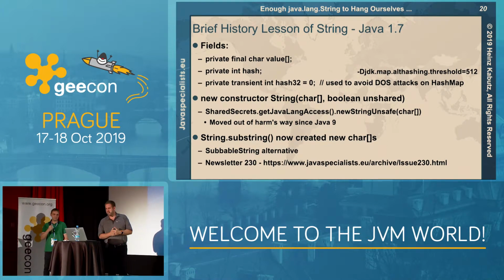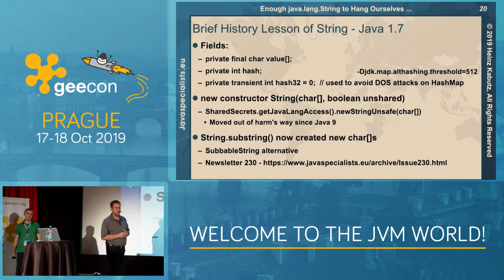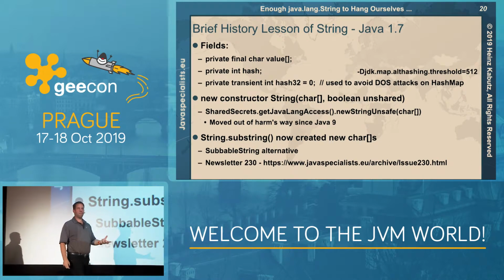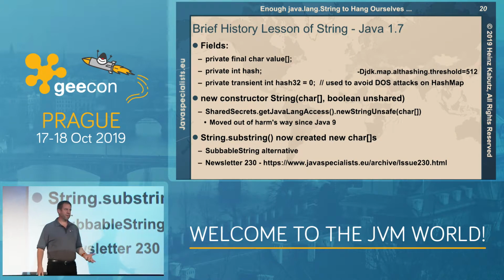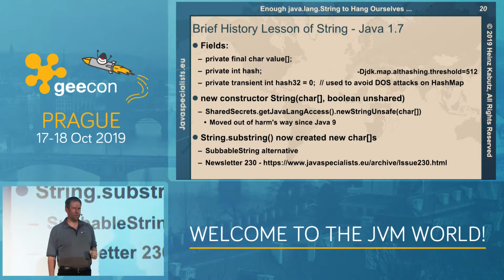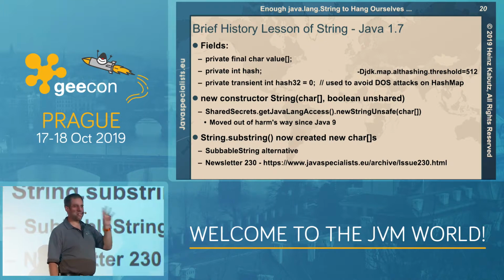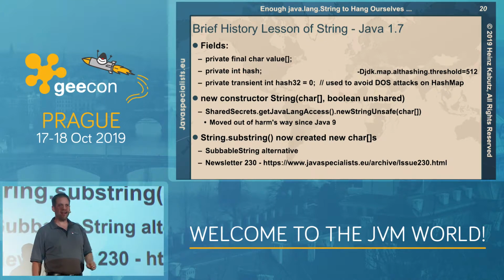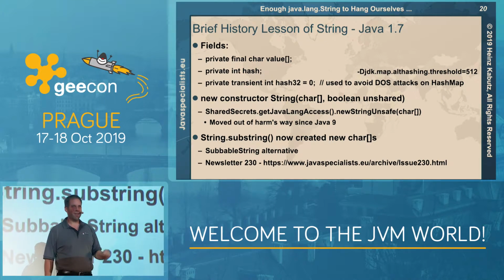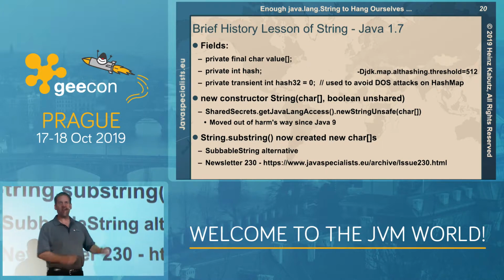Some other weird feature was this way that you could make a string from an existing char array with a class called shared secrets. Now, you know programmers, if you call a class shared secrets, they're going to go like, I'm going to check that out when I go home. I want to use that. It's like, no, it's actually not for you to use.